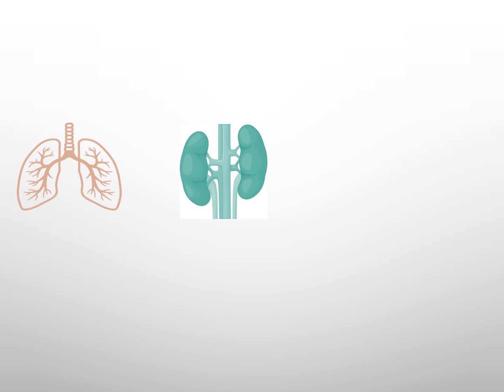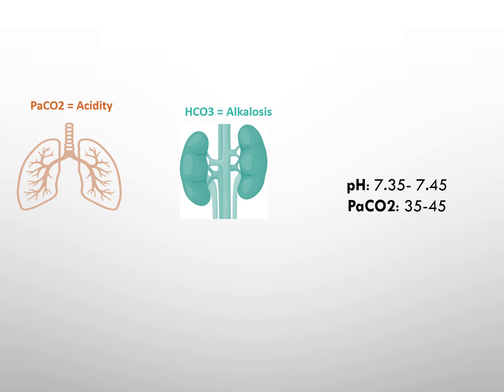The presence of excess carbon dioxide in the blood results in acidity, while the concentration of bicarbonate in the blood indicates its alkaline nature. The normal value for pH is between 7.35 and 7.45. For carbon dioxide, it is 35 to 45, and for bicarbonate, it is 22 to 26.